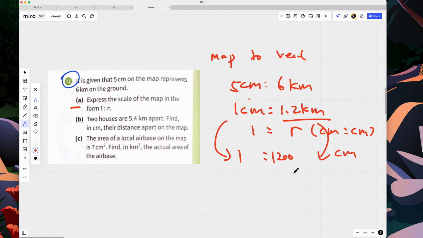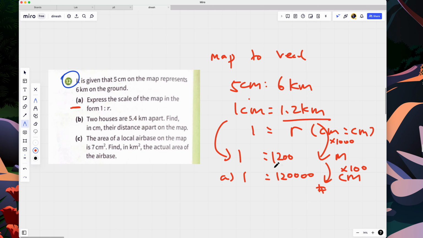First you convert by times 1000 to get your meters. Just use a calculator, you will get 1200. Then you convert this to cm, which is times 100. So it should be 12 and then 4 zeros. So this is your part A answer.